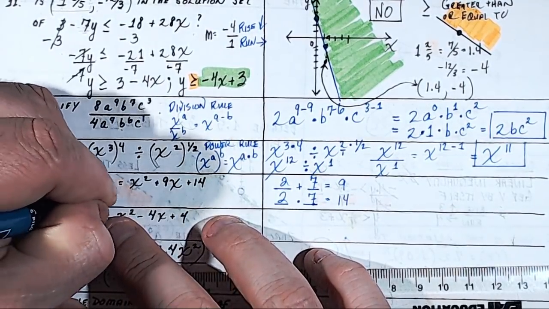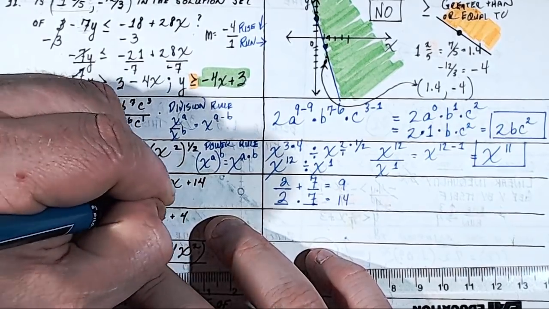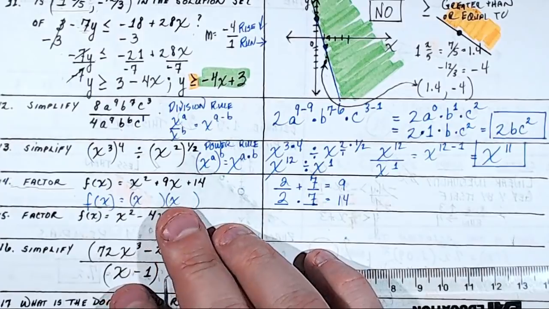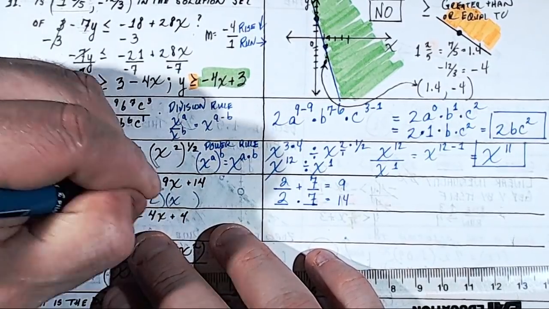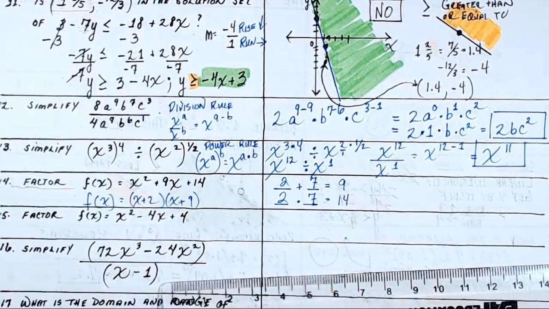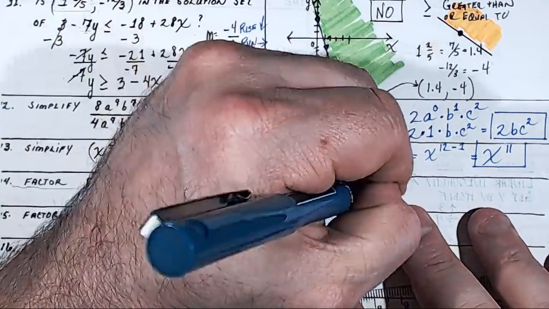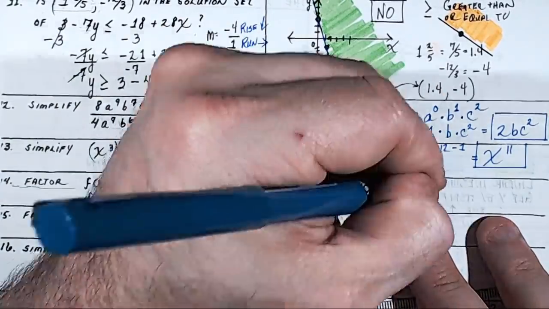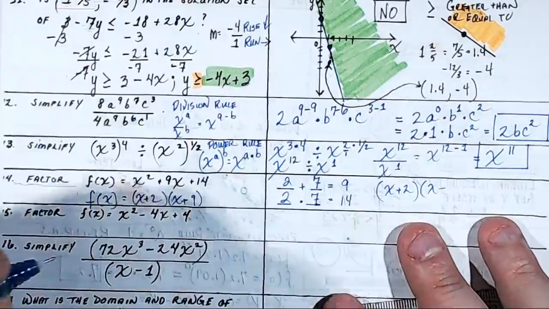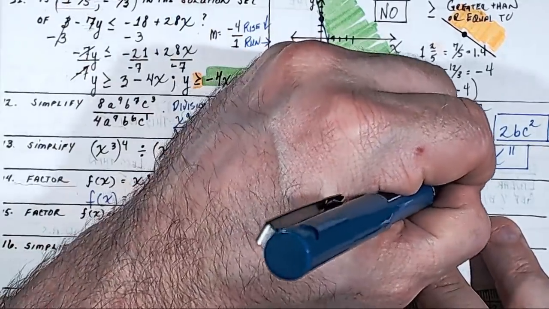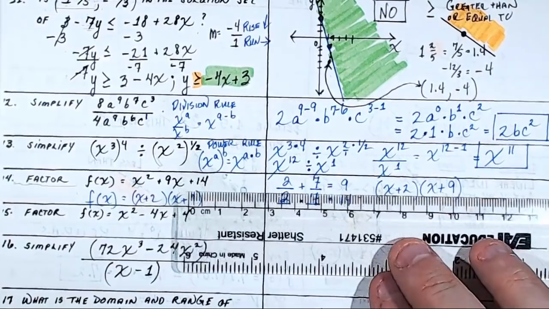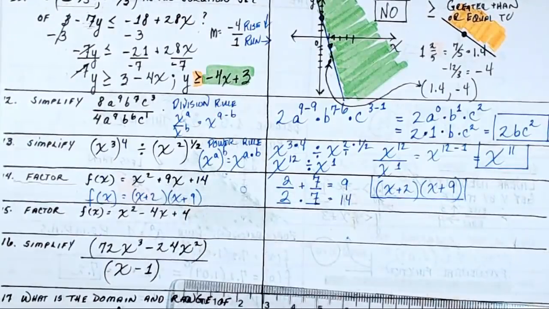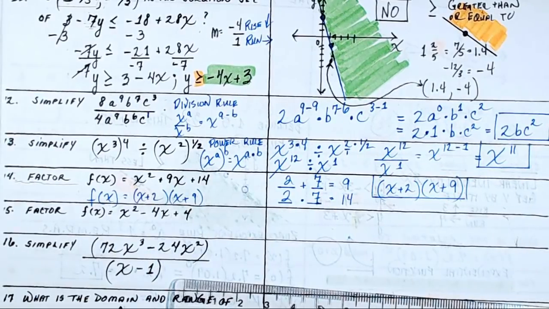The factored form would be f of x equals open paren, close paren, open paren, close paren. And I've got x and then plus something, plus something. In this case, it would be plus 2 and plus 7. So the factors are x plus 2 and x plus 7. Okay, so that's your answer right there. That's the factored form of that quadratic.